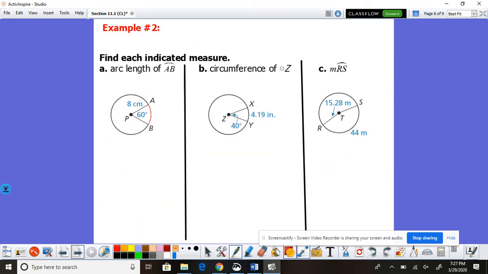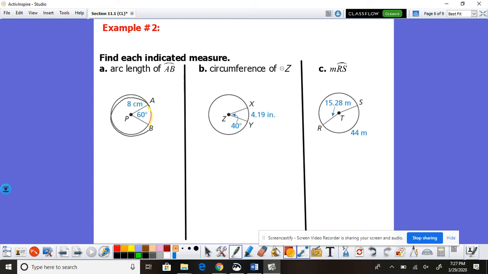All right. So here, I want to find the arc length of AB. Now, some of you are thinking, well, do we want this AB or do we want this AB? So remember back to when we did the circle chapter? When we talked about arcs, we always wanted the shortest distance unless it specified otherwise. So we want the yellow AB.